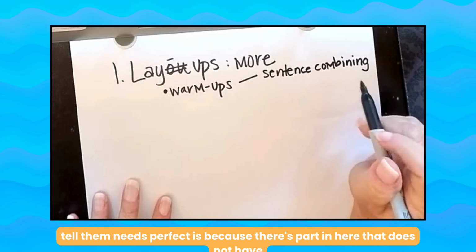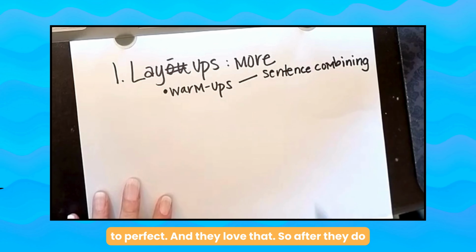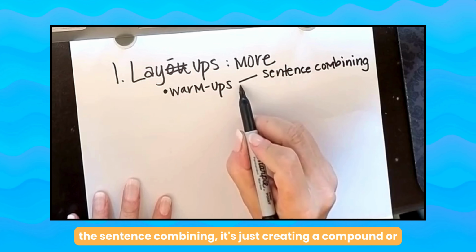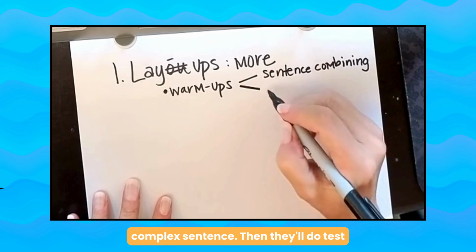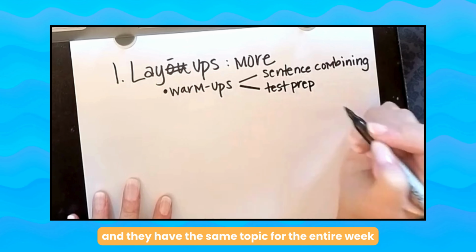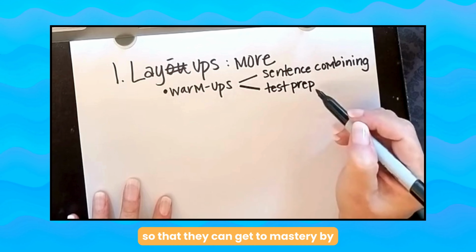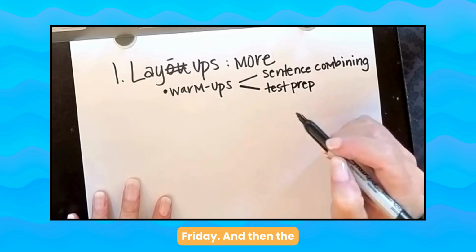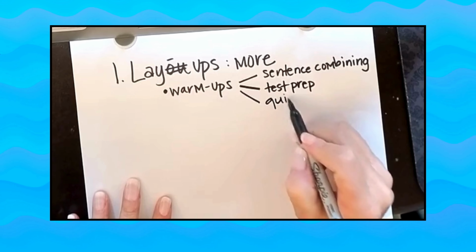The reason why I tell them it needs to be perfect is because there's a part in here that does not have to be perfect, and they love that. So after they do the sentence combining, it's just creating a compound or complex sentence. Then they'll do test prep. It's 1 question, multiple choice, and they have the same topic for the entire week so that they can get to mastery by Friday. And then the third one is a quick write.